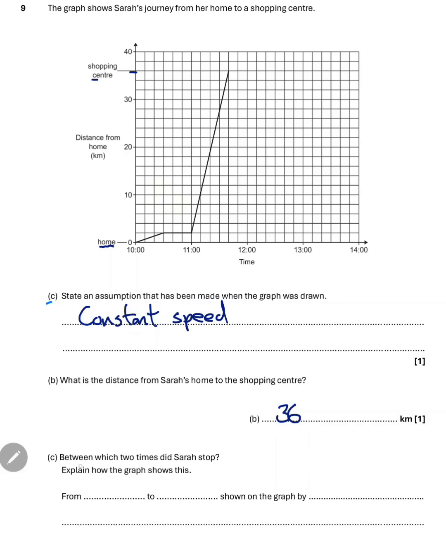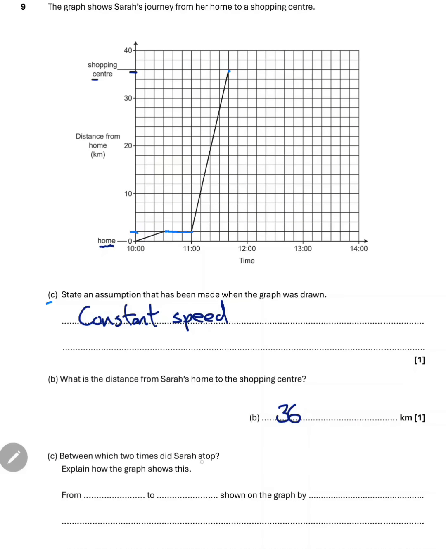Part C says between which 2 times did Sarah stop, and explain how the graph shows this. Well, if we look at this distance scale, right here, she stays at the same distance from home. She's not going anywhere. So that means she stopped. And all we need to figure out is these 2 times. Well, it's definitely till 11 o'clock. And then we just need this time here, which looks like it's bang in the middle of 10 and 11. So that must be 10:30. How is that shown on the graph? It's a horizontal line. You would get away with saying that's a flat line as well.